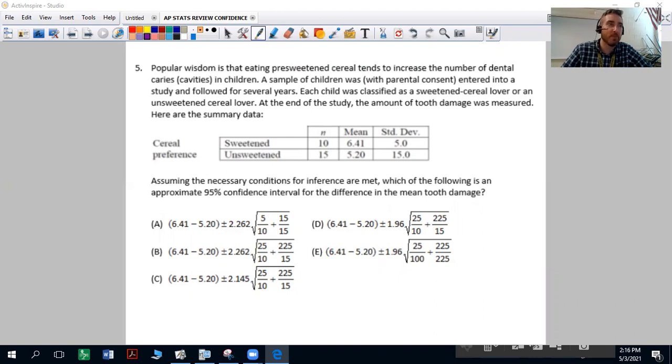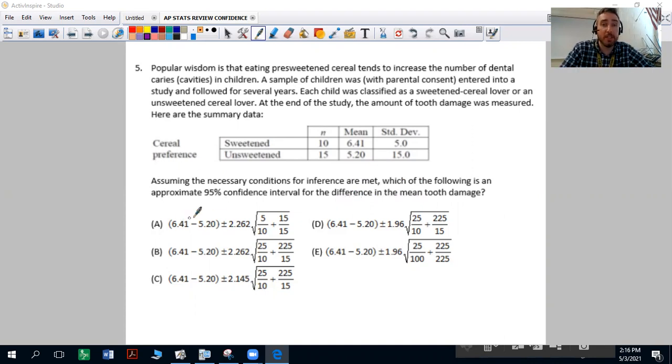Here are the summary data. So we have two samples. We have sweetened and unsweetened, and we're both given a mean and standard deviation and a sample size for each sample. Assuming the necessary conditions for inference are met, which of the following is an approximate 95% confidence interval for the difference in the mean tooth damage? So not the mean difference, the difference in the two means.